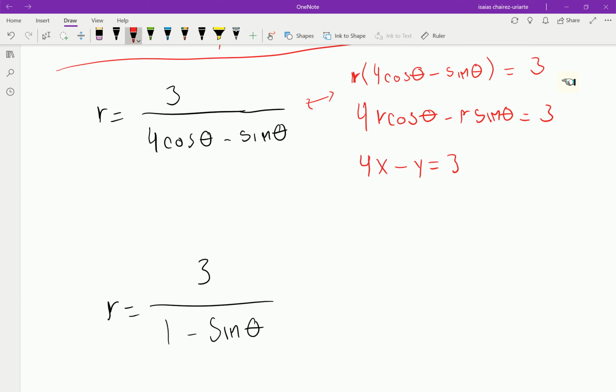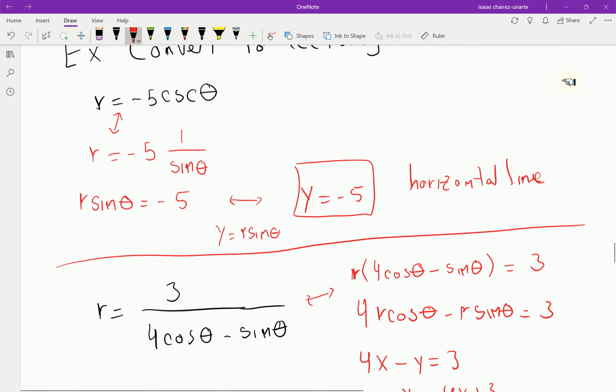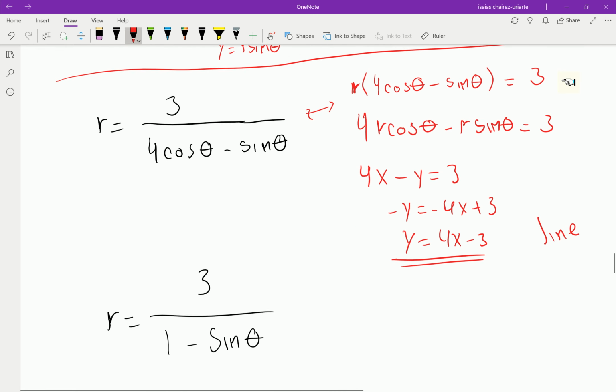The only thing that I'm going to do here is I'm going to solve for y so that it becomes a little bit more obvious. And well, if I solve for y, I have the following. So that is my rectangular equation. Now I'm just dealing with some type of line.